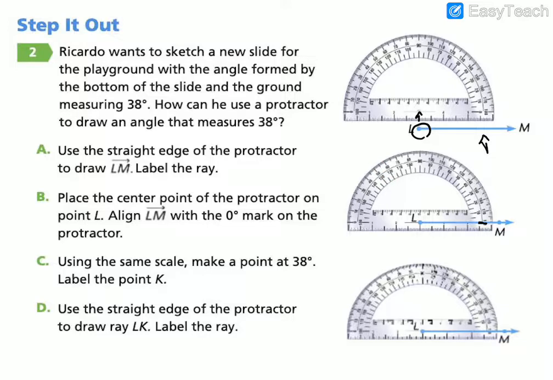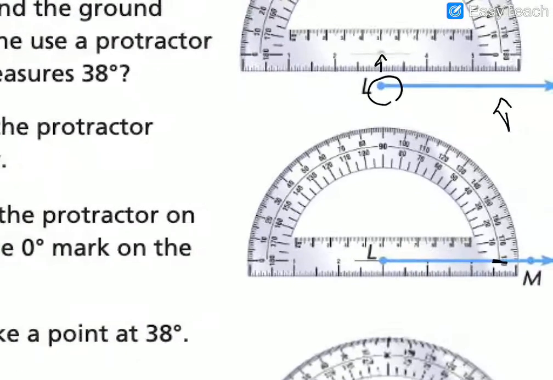All right, so we've placed it to start at 0. Okay, I know that says 180 as well, but 0 for us here. We then need to use the same scale. So we know we're using the inside scale since we're using 0 on this side. And we need to make a point at 38 degrees. All right, I know 38 degrees is going to be between 30 and 40 degrees. And it's going to be right there. Okay, here's 40, 39, 38.